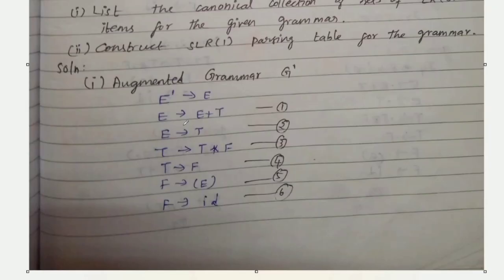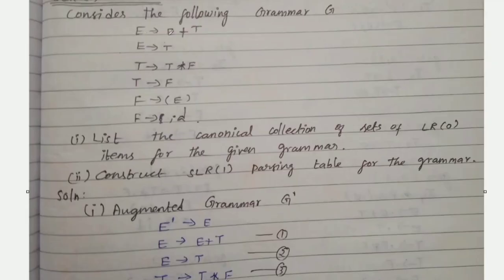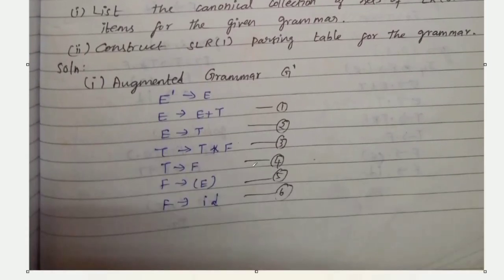To construct an SLR(1) parser, we first add a new start symbol E dash. E dash tends to E. Then the remaining productions: E tends to E plus T, E tends to T, T tends to T star F, T tends to F, F tends to bracket of E, F tends to ID, which are considered as equation number 1, 2, 3 up to equation number 6. So this is the augmented grammar.